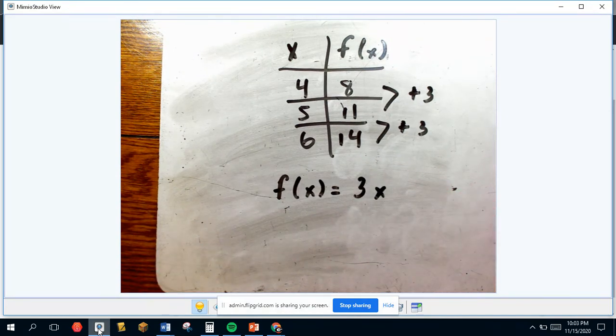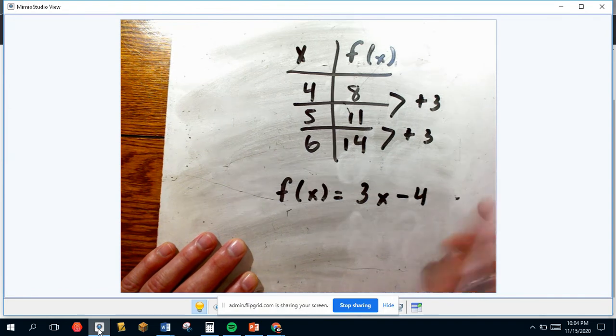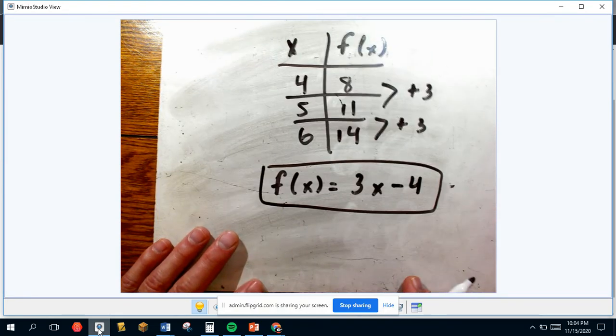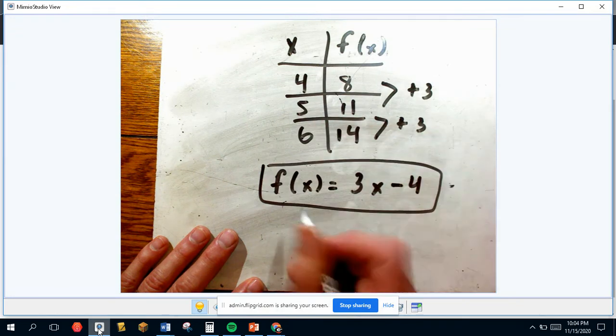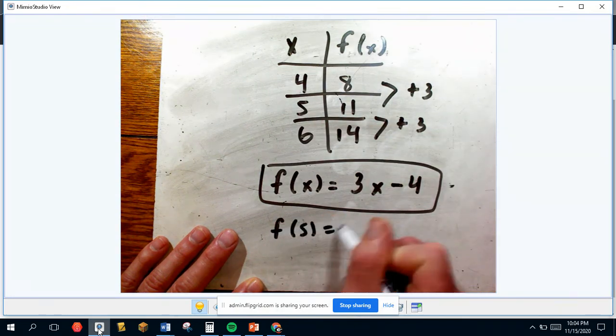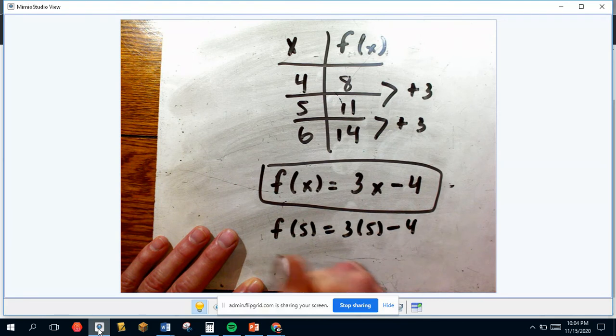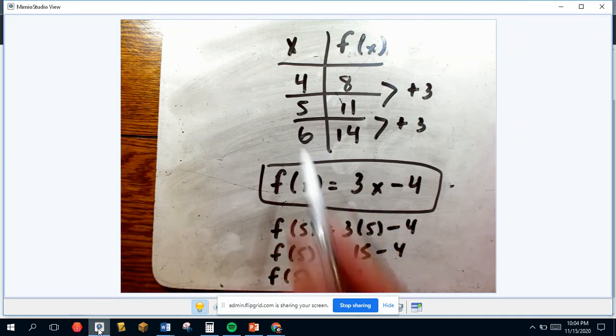Okay. Now, this isn't correct because if I were to put 4 in there, 3 times 4 is not 8. 3 times 4 is 12. So what we need to do is adjust it so that it becomes 8. What can I do with 12 to make it 8? Well, I can subtract 4. Now this will be correct. To demonstrate why it's correct, I can pick any number. I'm going to choose 5. If I were to put 5 in there, just like the previous problem, it'll come out to be 11. If I were to put 6 in there, it would be 14 and so forth.